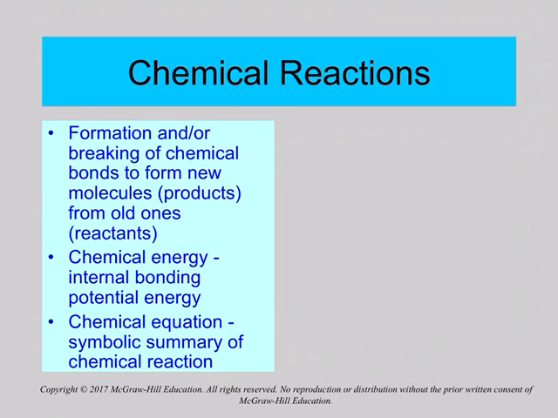Okay, so chemical reaction. So you have a formation and/or breaking. So you either join or you break the chemical bonds in order to form new products and reactants. And so that's sort of like the definition of chemical reaction. And then you've got chemical energy, which is the internal bonding of potential energy. Hopefully, potential energy is a familiar term.